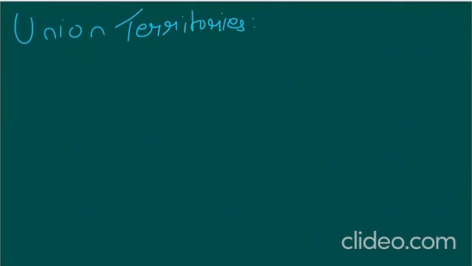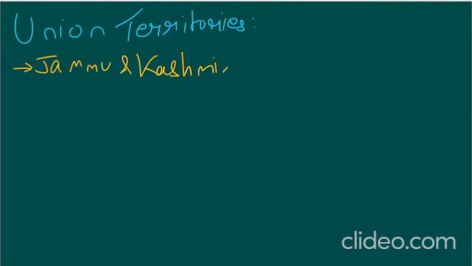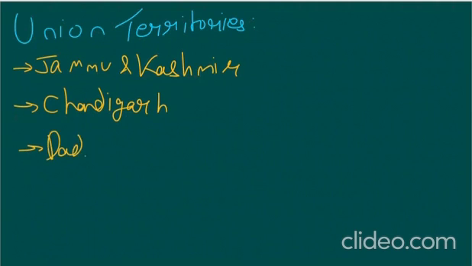So let me add a slide over here. Now let me explain the union territories. In India there are 8 union territories. Now, what are those? Very important to learn. The first one is Jammu and Kashmir in the north. The second union territory is Chandigarh. Next, the third one is Dadra Nagar Haveli and Daman and Diu. So that is one more place, correct?